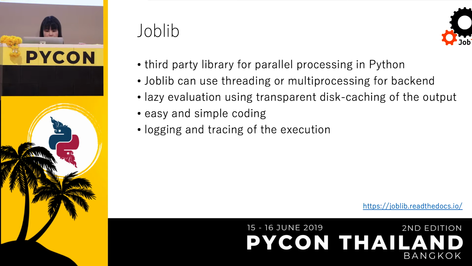The last feature is logging and tracing of the execution. When we run parallel processing, it often occurs that child processes die, and the investigation is very difficult. But with Joblib, we can see child processes' logs, so it's very useful for debugging.